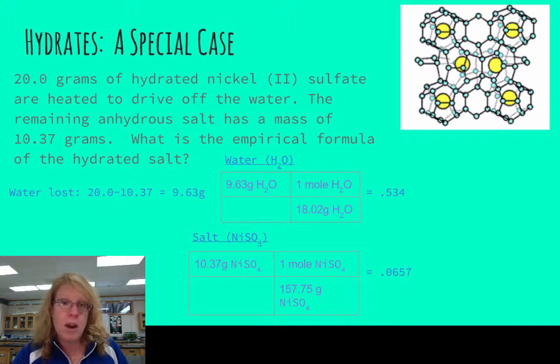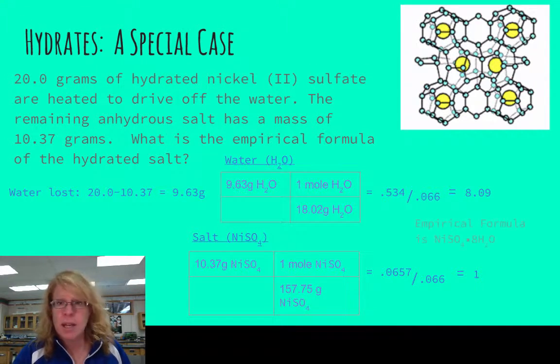Now, just like I've done in my other problems, I'm going to divide. I want to know what the ratio is of these two to each other. So this is not an obvious one, so I'm going to divide by the smallest number. And so that's that 0.066. I could have done 0.0657, it's fine. And then figure out what the ratio is. This gives us some nice even numbers here. I get a ratio of 8 to 1. In other words, I have 8 molecules of water for every 1 molecule of salt.